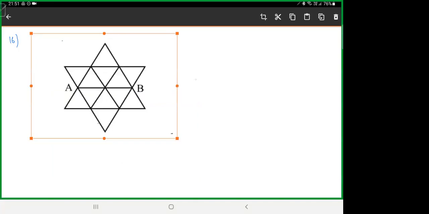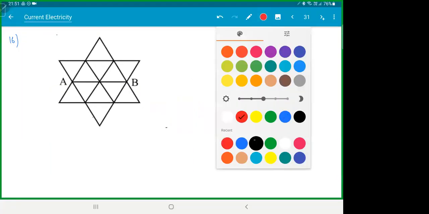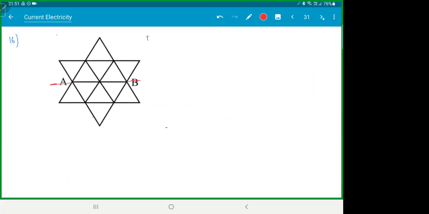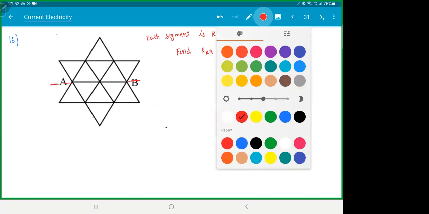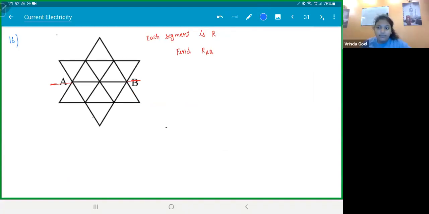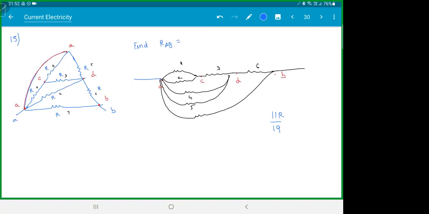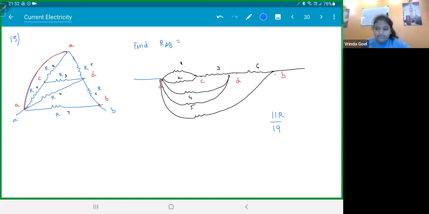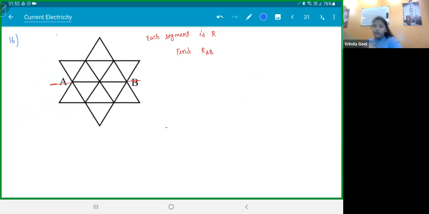Star. Find the resistance between A and B. Each segment is R. Every segment has a resistance R. Symmetries, bisector symmetry, axial symmetry. Try 2 minutes. Try.